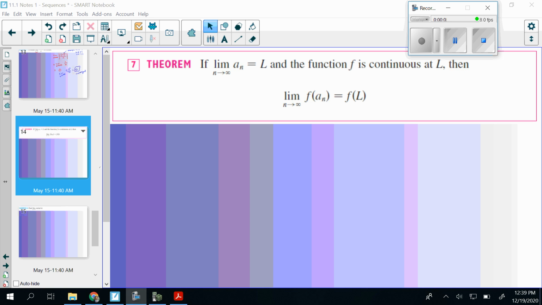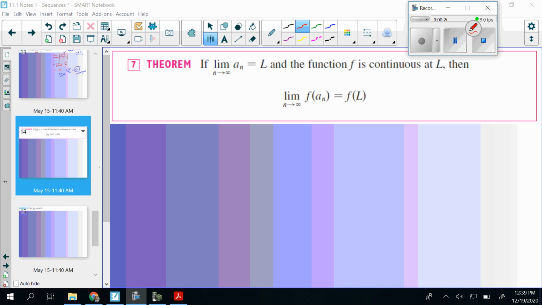All right, we have a theorem here that says if the limit as n goes to infinity of our a sub n term equals L, then if you take that same limit but there's a function of that sequence, your limit would equal that function evaluated at this L.